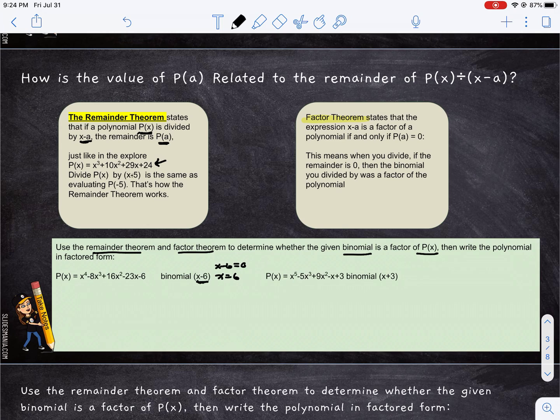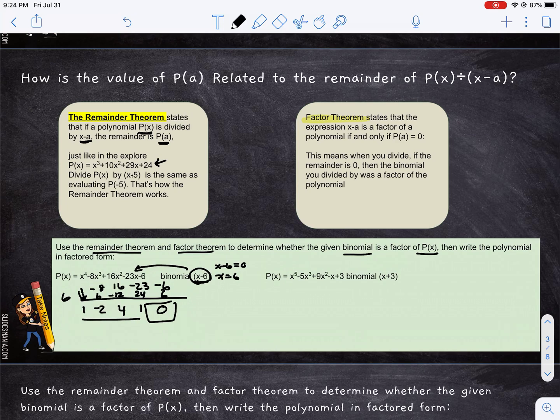So remember, we go over here and we solve that. That's like the a part. I'm going to take that and I'm going to do my synthetic division. I'm going to drop this down. Multiply, add. Multiply, add. Multiply, add. If you get a remainder of 0, that's actually a good thing. That means that x minus 6 is one of the factors of this whole giant polynomial.